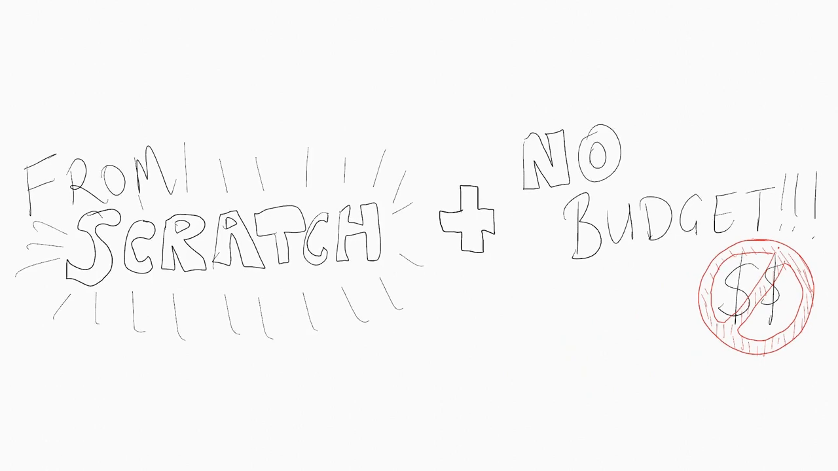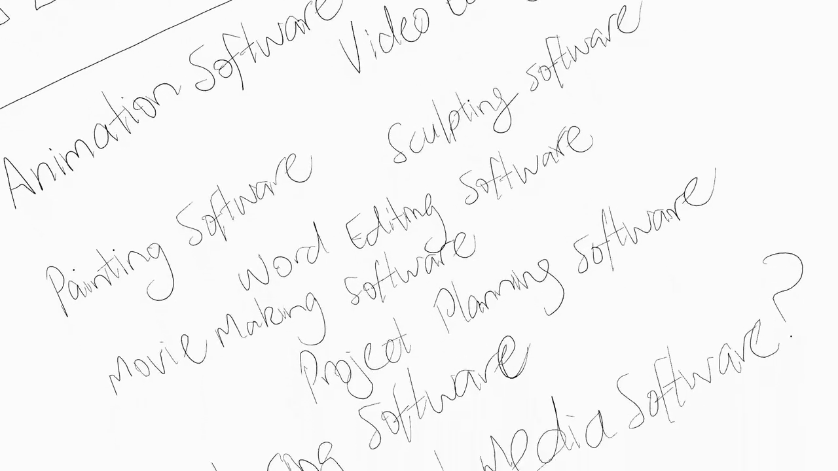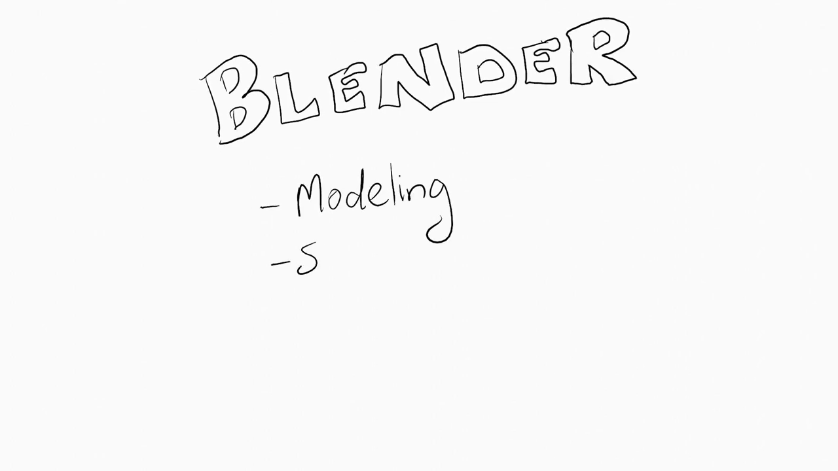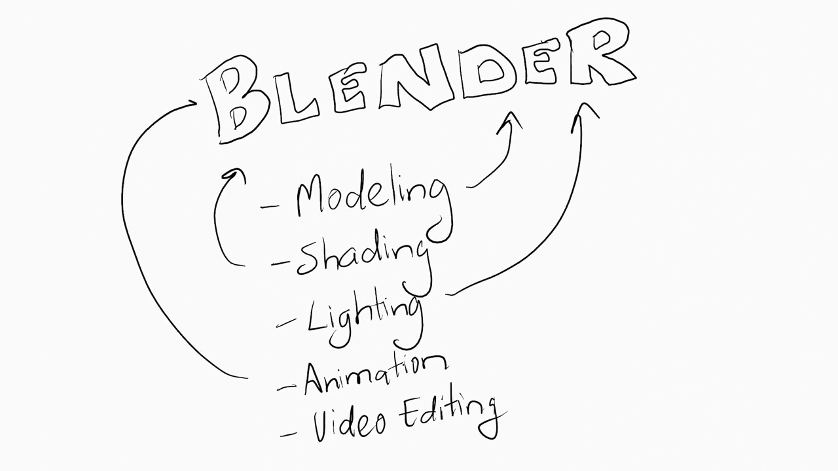To make animated movies, you need software. You need animation software, video editing software, painting software, and so on. The best all-in-one software you can use right now for making animated movies is Blender. It can do modeling, shading, lighting, animation, rendering, and video editing all within the one software. In fact, I don't really know any other free software right now that has all these features.